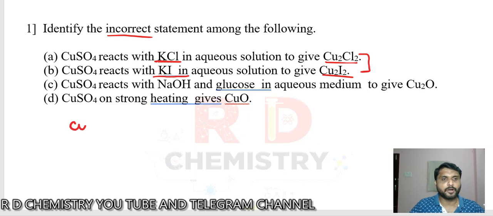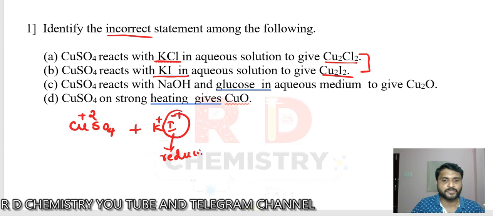If we take copper sulfate, copper is in the +2 state. And we have potassium iodide, and iodide is in the -1 state. Remember, iodide acts as a reducing agent here. Therefore, it reduces copper +2 to the copper +1 state, which combines with the iodine. Now it forms the dimer, that is cuprous iodide, wherein a +1 state is there for copper.